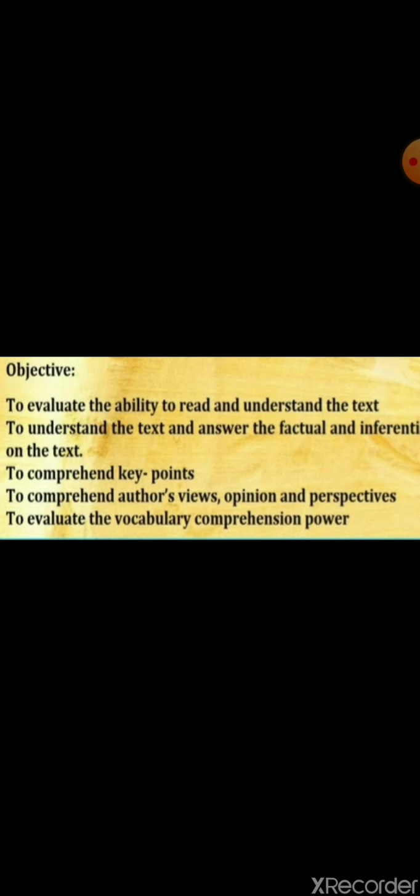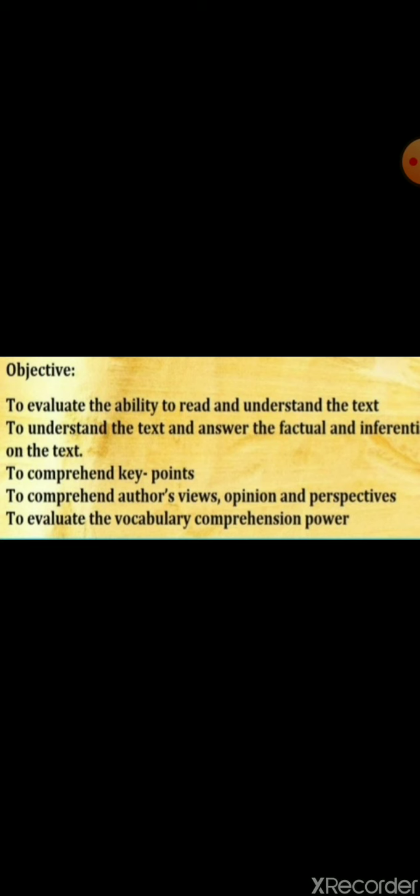Now, first, to evaluate the ability to read, you need to understand what has been put in the passage. You need to take out the theme of the passage. To understand the text and answer the factual and inferential questions based on the text, you need to give fact-based answers. To comprehend the key points which you have underlined, noted down, or encircled, you have to understand. To comprehend the author's view, how authors are speaking in the passage.